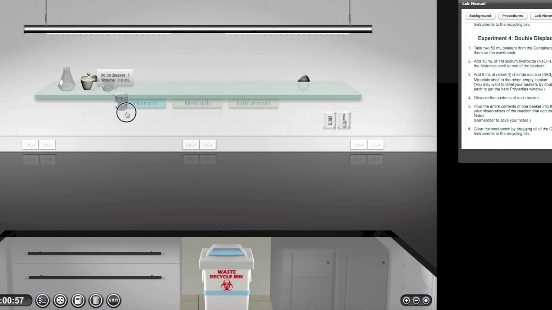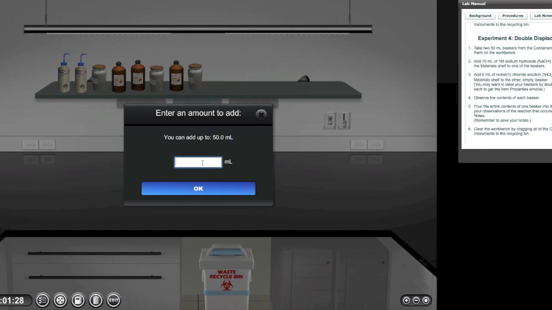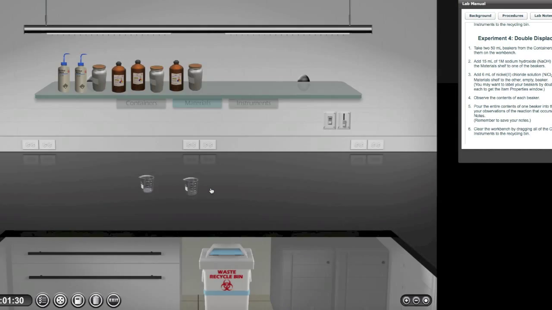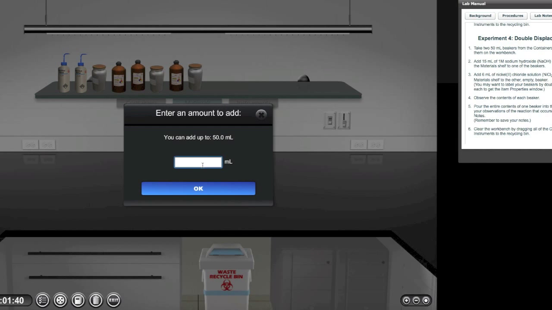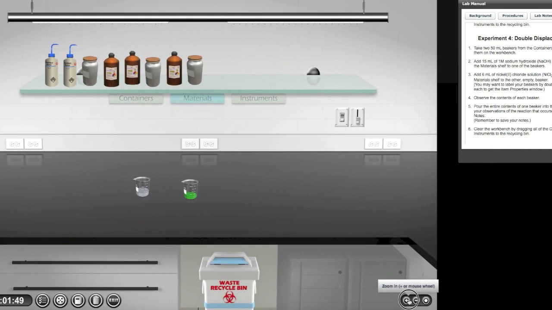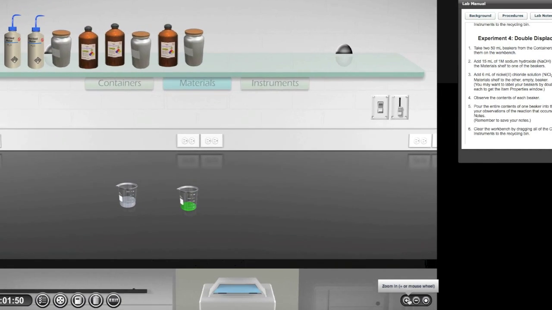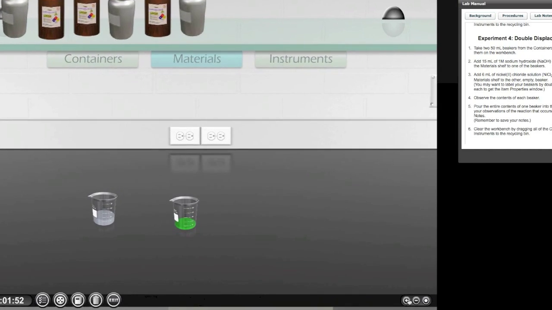So we take two 50 milliliter beakers off of our container shelf and pour 15 milliliters of 1 molar sodium hydroxide into one and 6 milliliters of 1 molar nickel 2 chloride in the other beaker. The 15 milliliters of sodium hydroxide solution is a gray color. On the late night labs, we believe gray represents clear, as typically sodium hydroxide is clear.